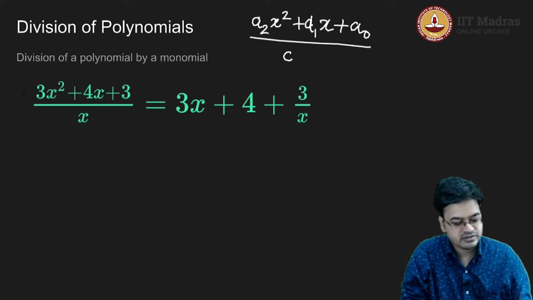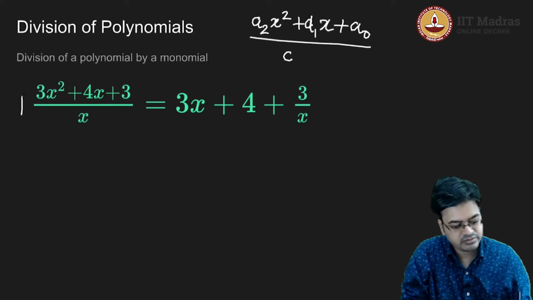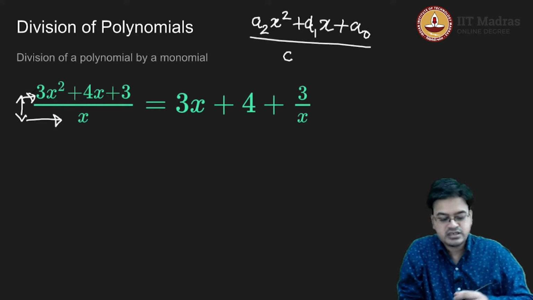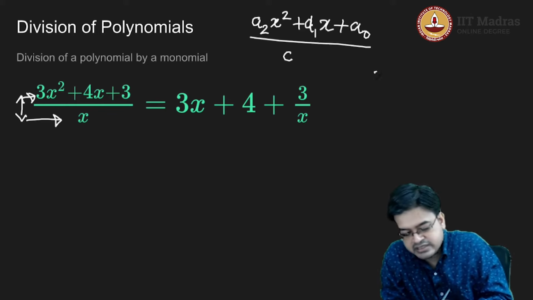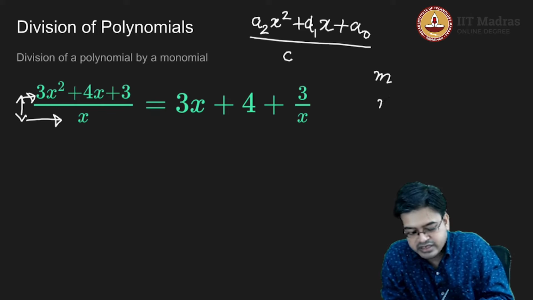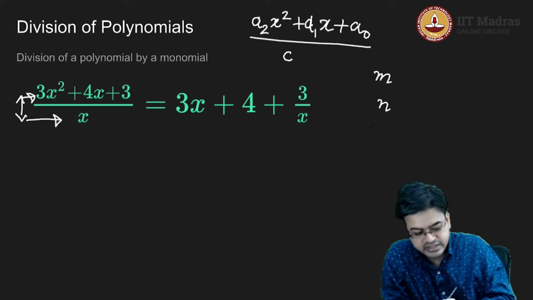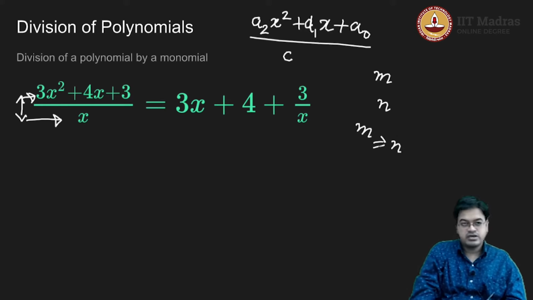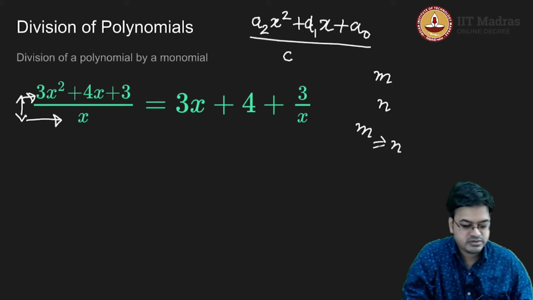When I am considering a division of two polynomials, the degree of the denominator should always be smaller than or equal to the degree of the numerator. Let us say the numerator has degree m and the denominator has degree n. Then the degree of the numerator m should always be greater than or equal to n. If it is not the case, then the division is not possible.